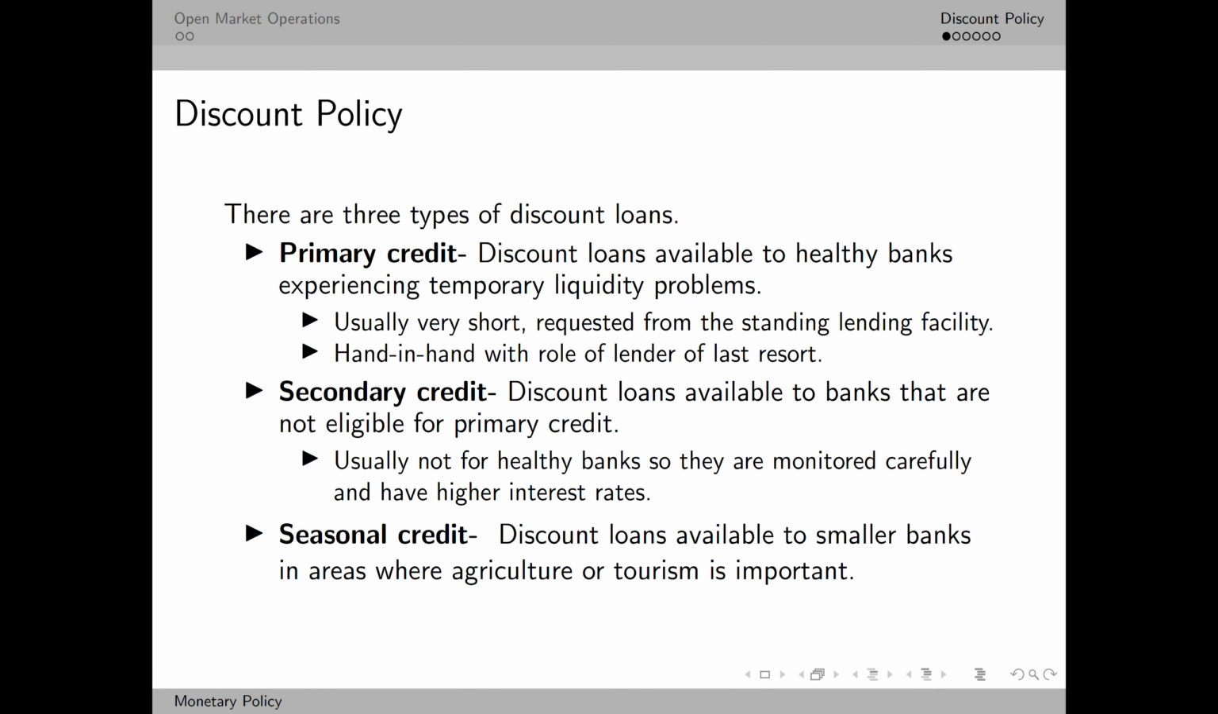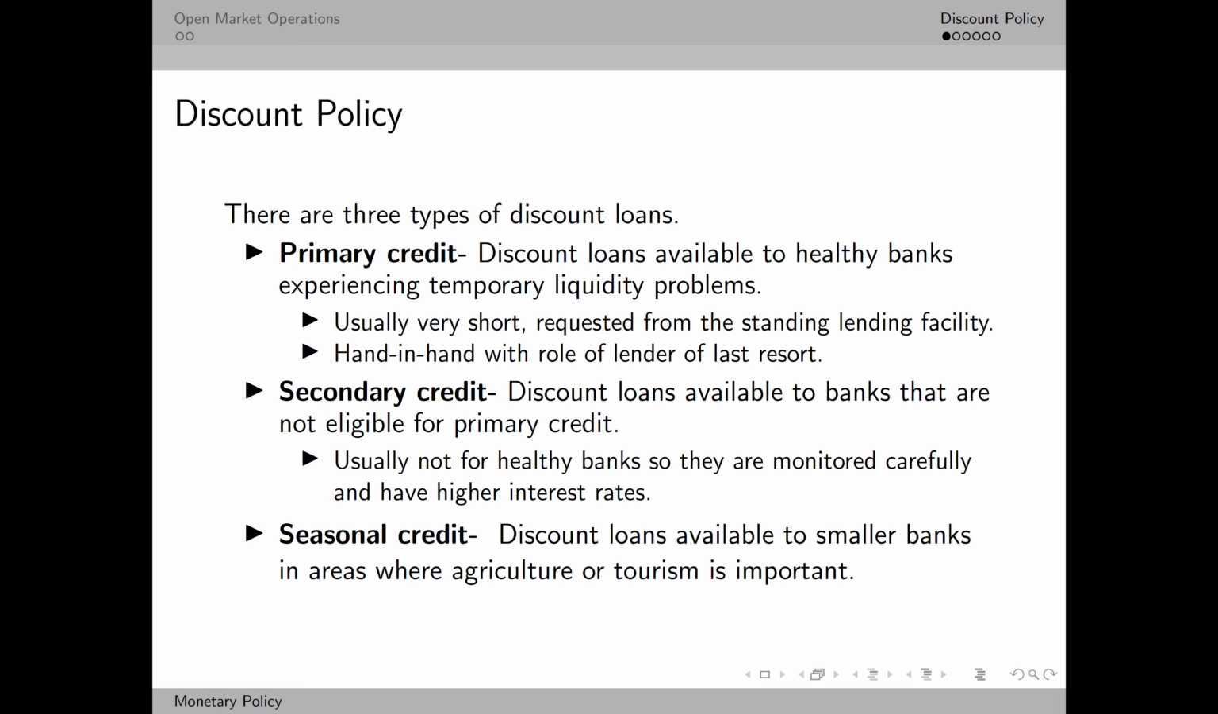But now we're going to look at discount policy. And there's really three types of discount loans. There's primary credit, which are discount loans available just to healthy banks experiencing temporary liquidity problems. So these are solvent banks experiencing some sort of short-term shortage. And so these are usually extremely short, usually overnight, and they're requested from the standing lending facility. Generally, this is what the role of lender of last resort is intended to do, to be this primary credit source.